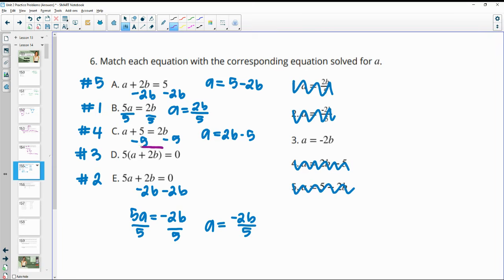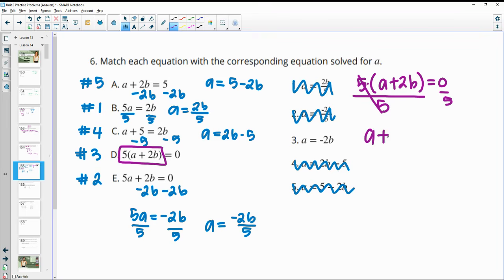So let me just show you also some things you can do for this. When we have 5 times a whole quantity, you can just divide by 5 right away. So when you divide by 5 here, this will just cancel to 1. 5 divided by 5 is 1. And then 1 times anything doesn't change it. So then we just get A plus 2B. And 0 divided by 5 is 0. Then you'll just subtract 2B from both sides. And that's where you can get that there.